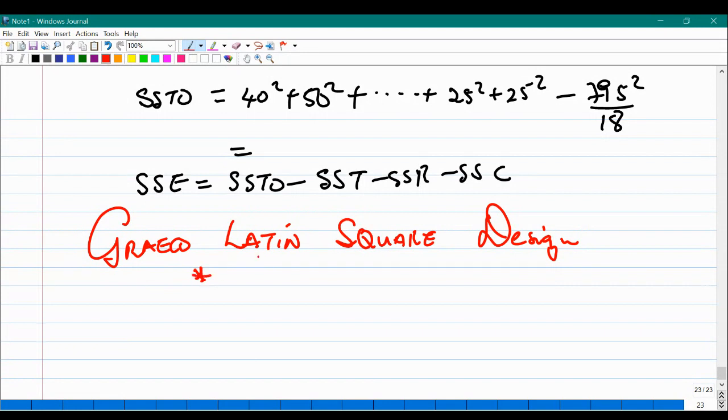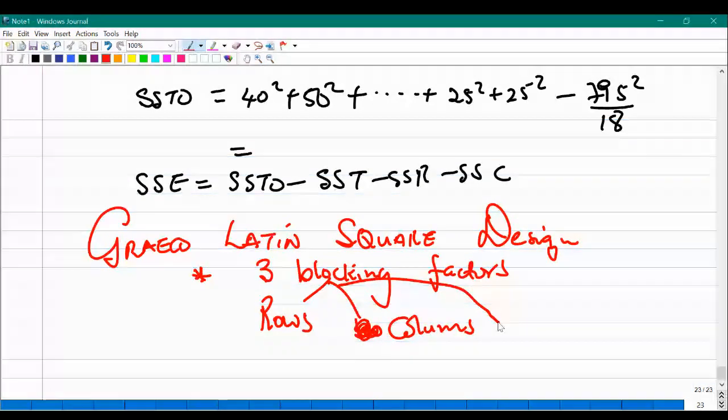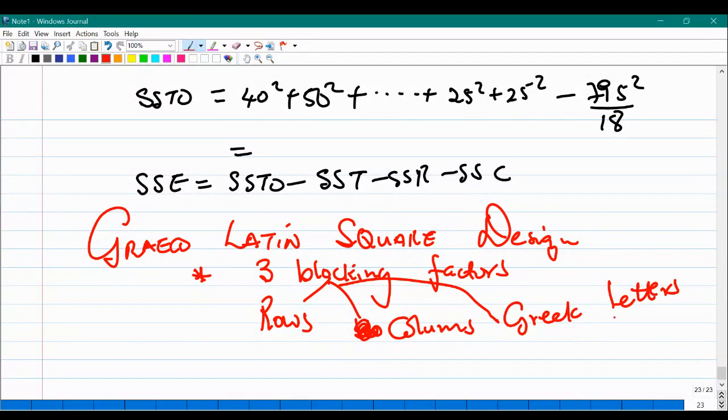The simple theory about this: we're having 3 blocking factors. What are they? You block by row, you block by columns, and the third one you block by what? Greek letters. So that is the only difference that we'll have between the Latin square design, the normal one, and the Greco-Latin square design.